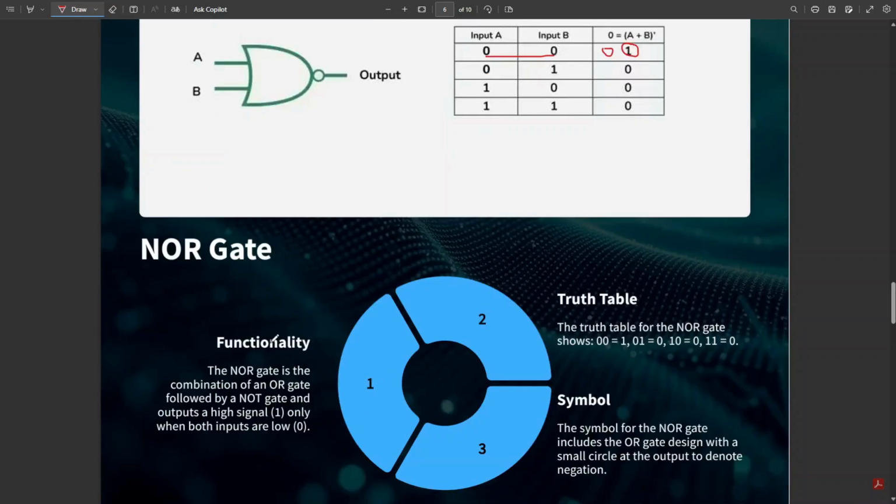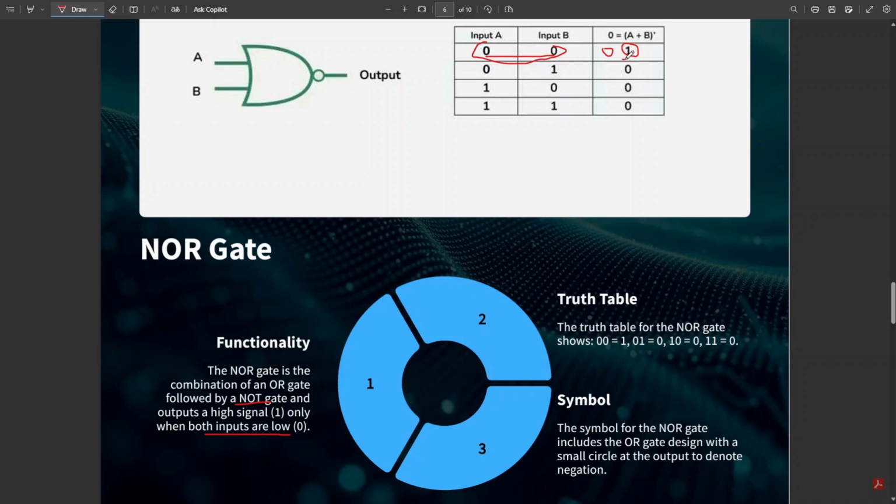So we can see right here the NOR gate is the combination of an OR gate followed by a NOT gate and outputs high signal 1 only when both of the inputs are 0. So only when both of the inputs are 0, then we get a 1. In all the other cases, we'll actually get zeros.